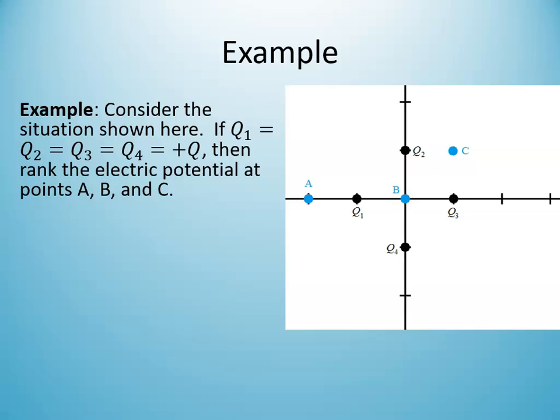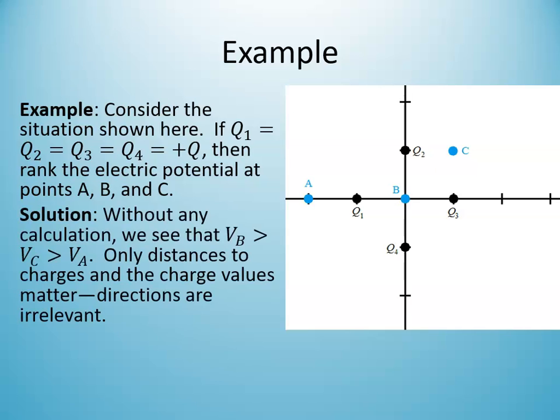Let's take an example. Let's say we have 4 charges, Q1, Q2, Q3, Q4, spread symmetrically about the origin on the traditional X and Y axes. Question is, how would we rank the electric potentials at points A, B, and C? So first of all, without any calculation, we can see that obviously the electric potential at point B is greater than the electric potential anywhere else.